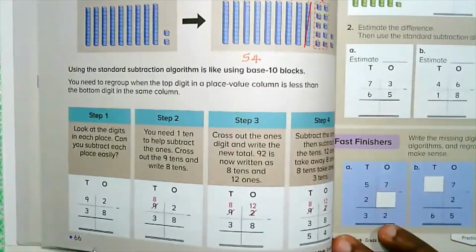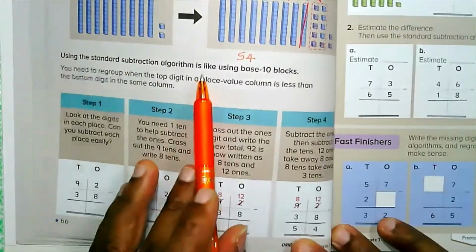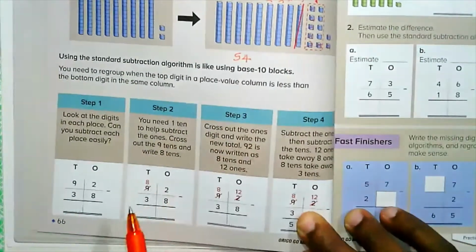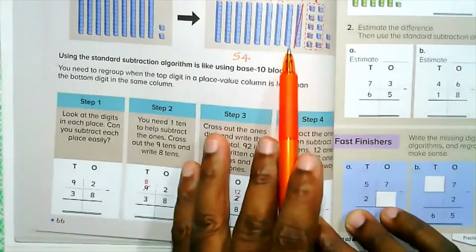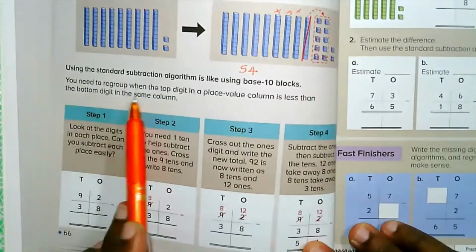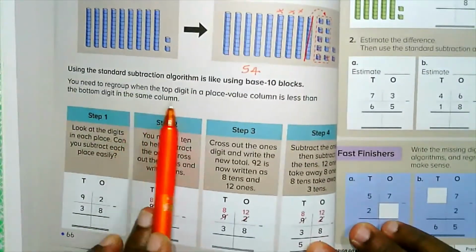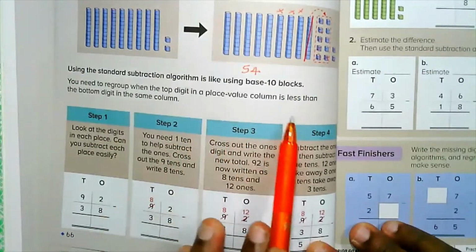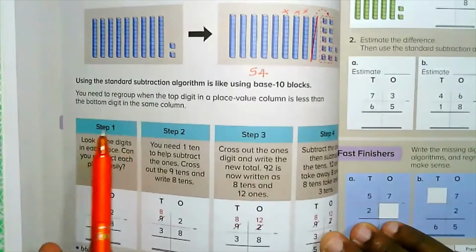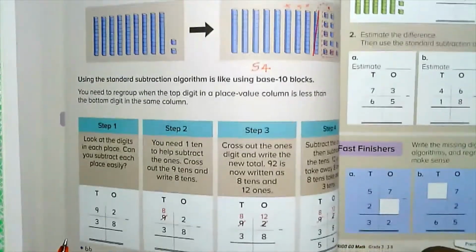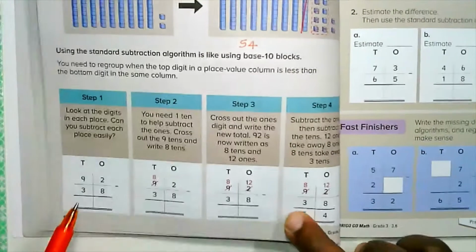Now, using the standard subtraction algorithm is like using base 10 blocks. When we're using the algorithm, it's like what is above here. You need to regroup when the top digit in a place value column is less than the bottom digit in the same column. Let's take a look at the steps.